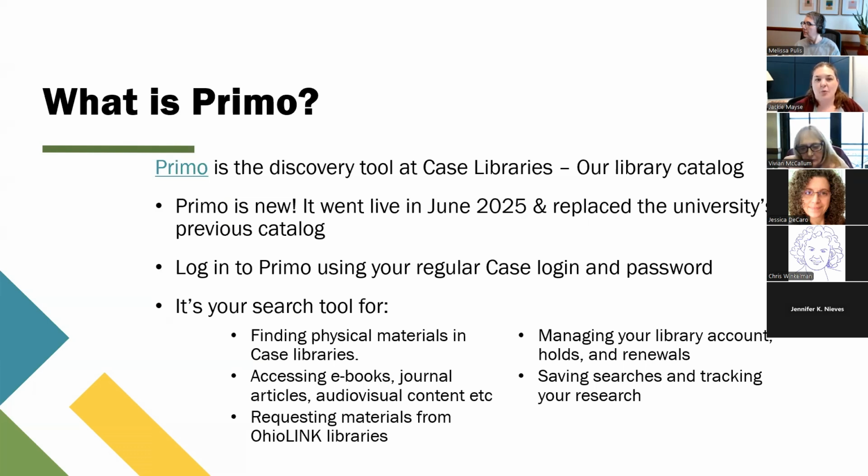So with Primo, you log into the system using your regular CASE login and password, which is very nice and convenient. And Primo is your search tool for finding physical materials in CASE libraries, as well as accessing eBooks, journal articles, audiovisual content, lots and lots of different types of resources on there, and you find them with one search function. You can also request materials from OhioLink libraries through Primo. You can manage your library account with your holds and renewals. You can also save your searches and track your research in Primo.